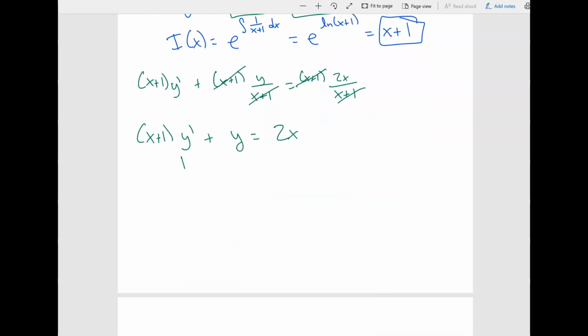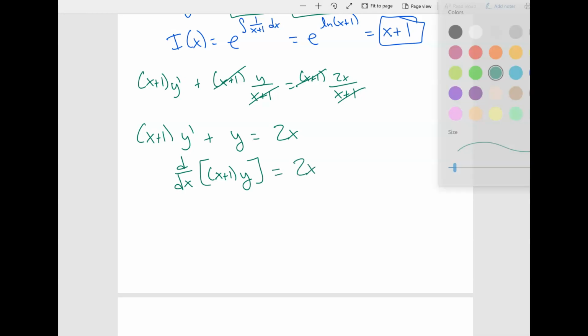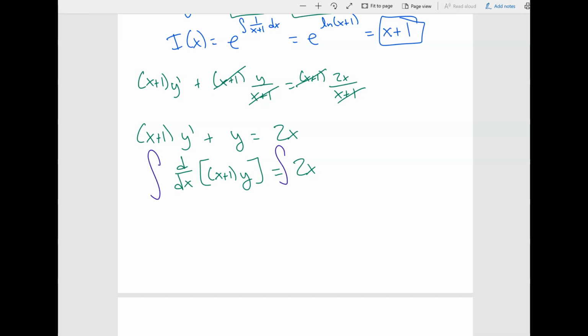Now all we have to do is take the derivative of this, or the reverse product rule of the integrating factor, which in this case was x + 1, and the y value. Now we're going to take an integral of both sides. So I'm going to have (x + 1)y equals x squared plus C. Then all we have to do is divide both sides by x + 1, so I'm left with y = (x² + C)/(x + 1).